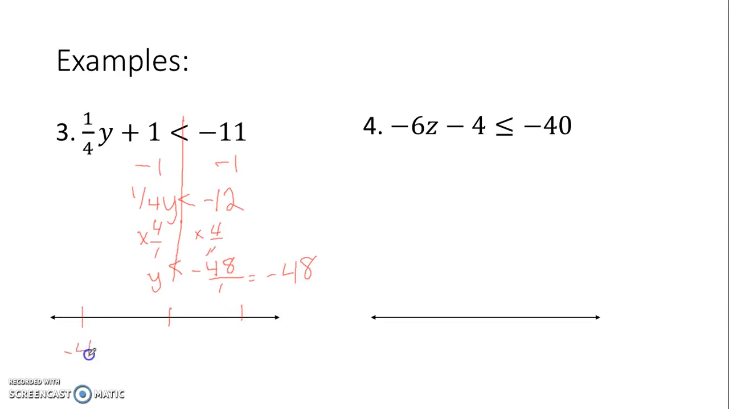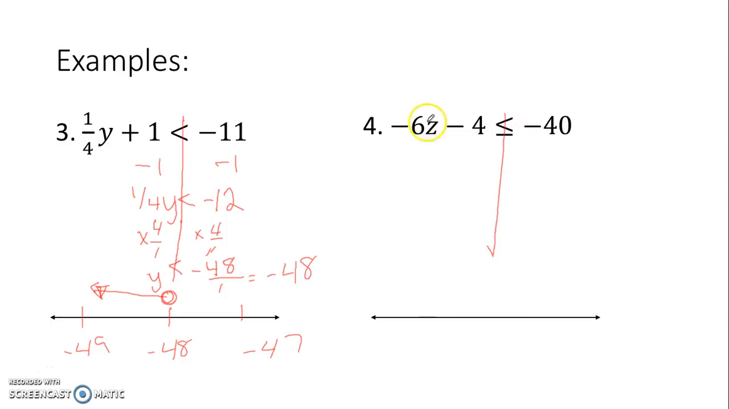We have negative 49, negative 48, negative 47. It's an open dot because it's just the less than sign. Okay? y is less than, so the arrow points to the left.